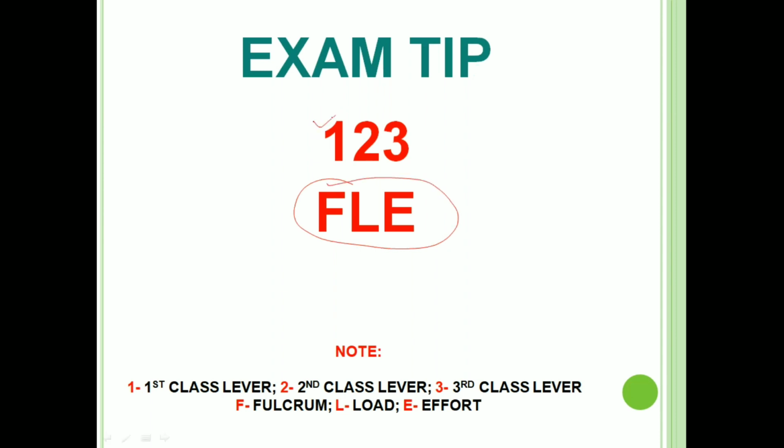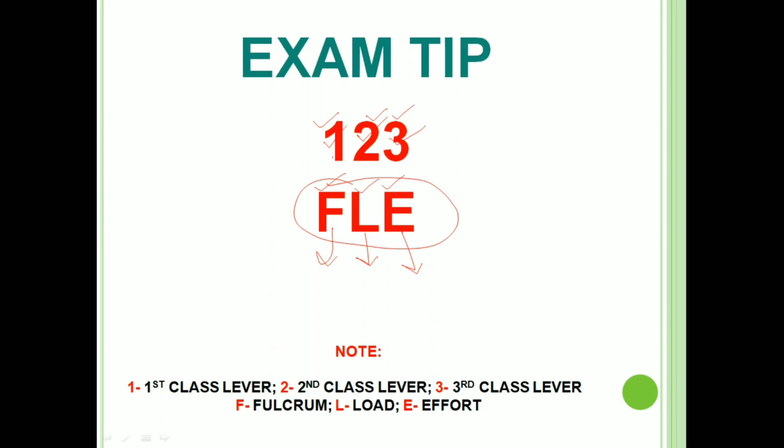Write down the numbers 1, 2 and 3. Just below 1, 2, 3 you write this mnemonic in the same sequence, that is F-L-E. Try to remember FLE. So F is going to represent what? Fulcrum. L is going to represent what? Load. And E is going to represent what? Effort. And here the number 1 is going to represent the first class lever, 2 is representing second class lever, and 3 is representing third class lever.